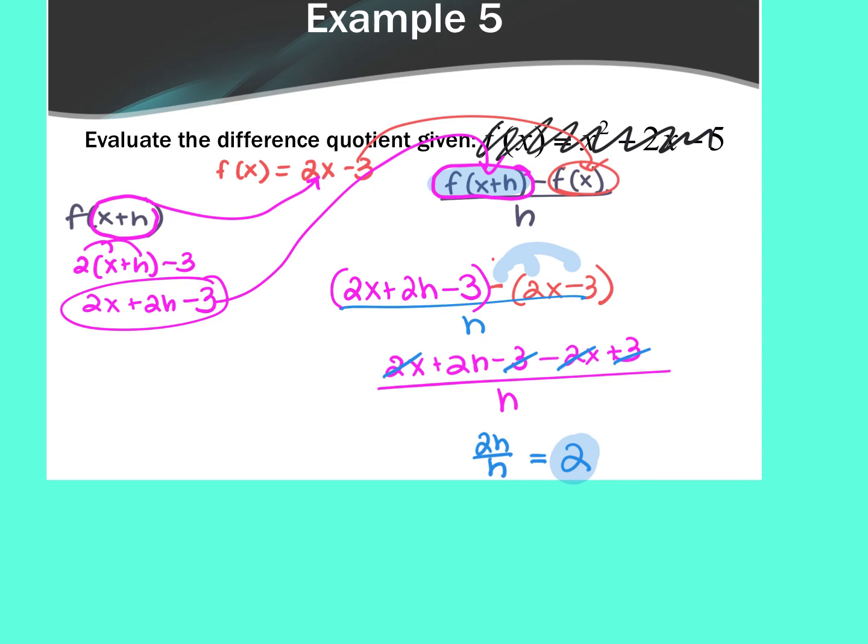So we don't do anything with the f? Aren't we plugging in 2x minus 3 for the x? No, for the f of x. So f of x is that whole thing. You're replacing the entire term.